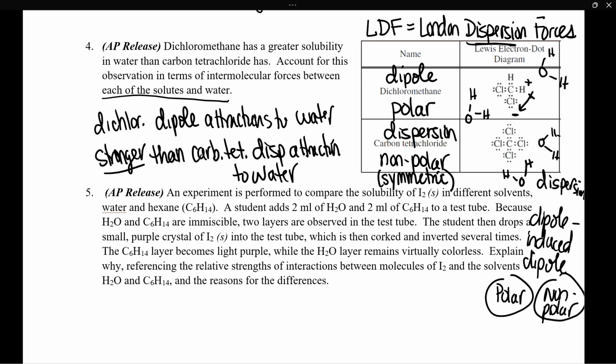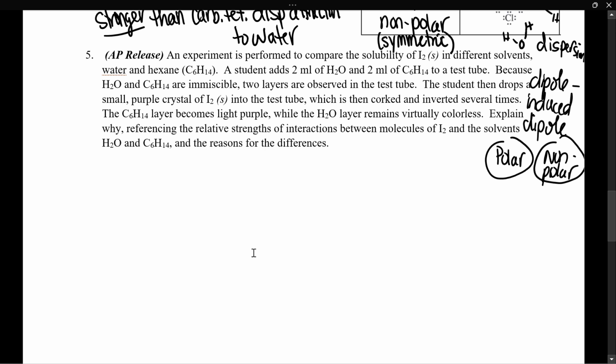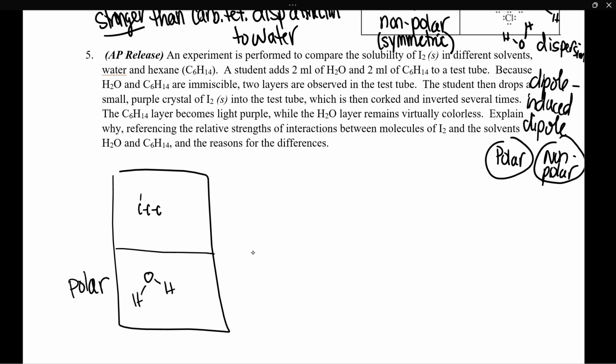Actually, while we're here, let's talk about number 5 as well. This is another example where I think it's helpful to draw it out. We've got a test tube. Over here we have water, which we know is polar. And then we've got C6H14. That's carbons with a bunch of H's around it. That is very symmetric. That looks pretty non-polar.